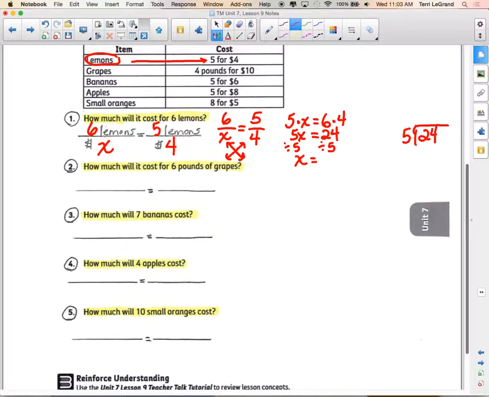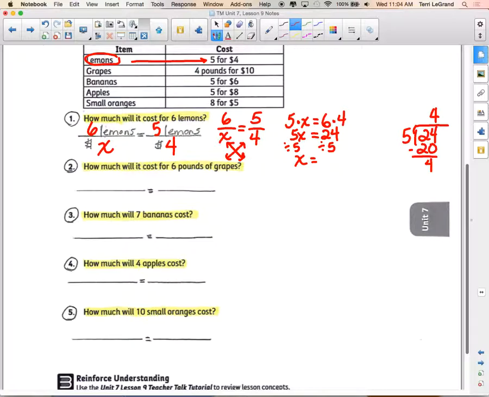Is 5 going to 2? No. So I'm going to move over. How many times can we take 5 out of 24? 4 times. Okay. And we're going to get, what 5 times 4 is? 20. Okay, so now we're going to subtract. There's 4 left.